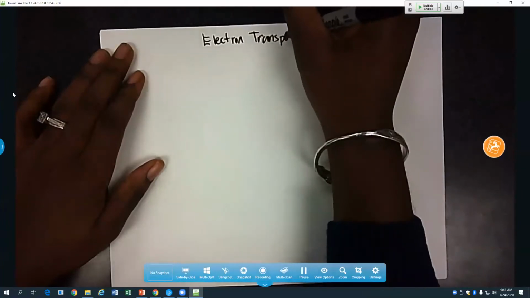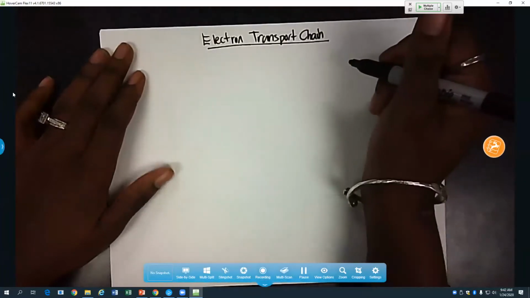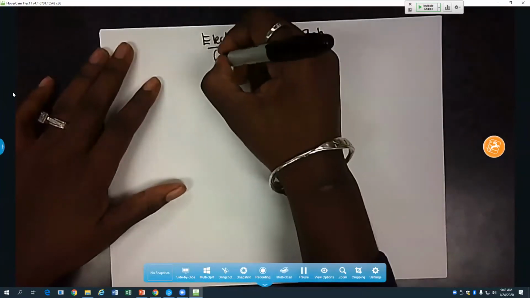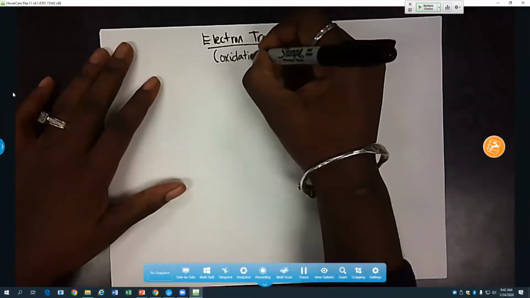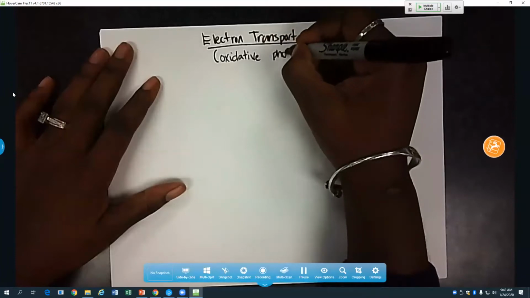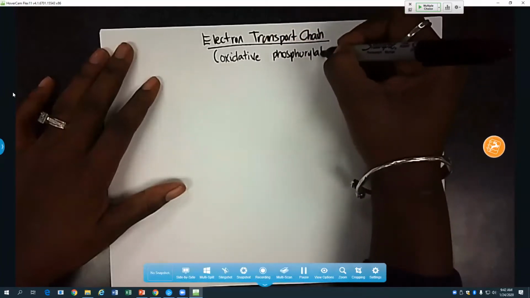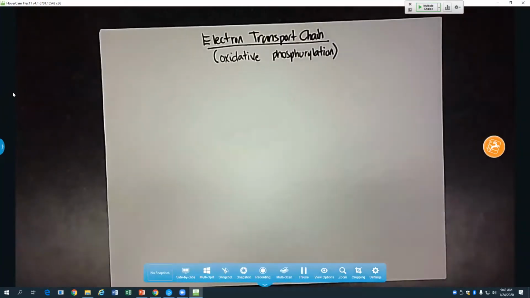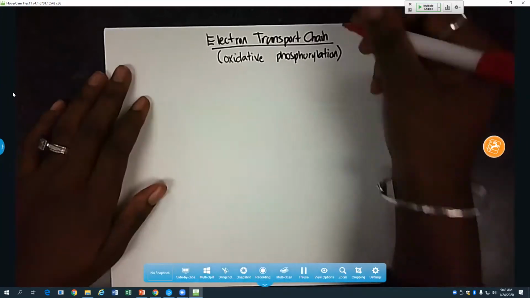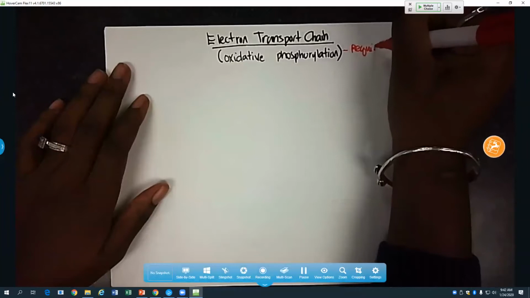Transport chain. And we're looking specifically at the process of oxidative phosphorylation. Let's make a note here that this requires oxygen.